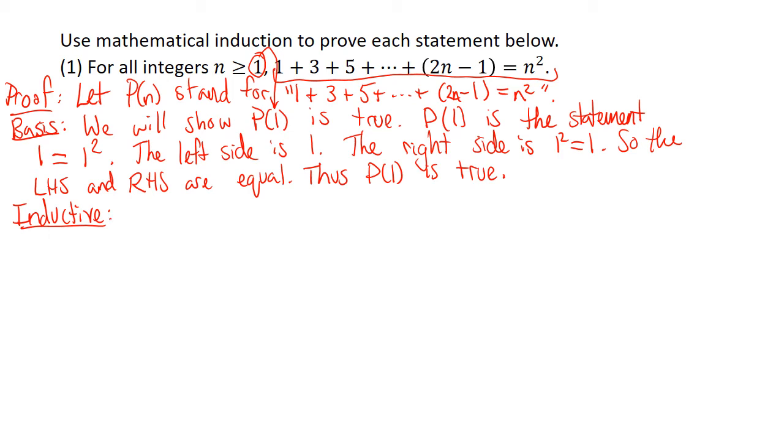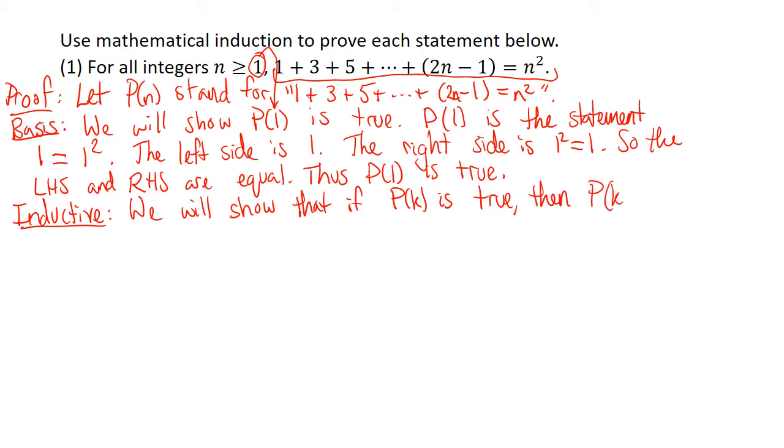okay, so what you need to show is the following. We will show that if P of k is true, then P of k plus 1 is true. Okay, so we're trying to show an if-then statement. So just like usual, we'll assume that the if part is true, and then we'll show that the then part would also have to be true. So assume P of k is true.